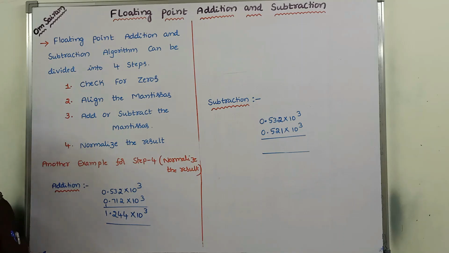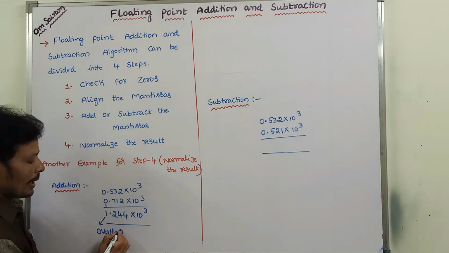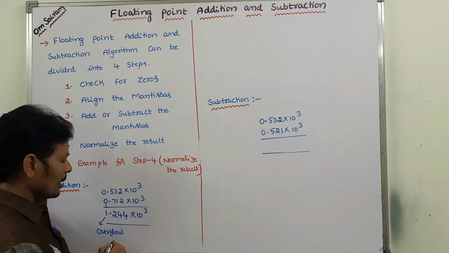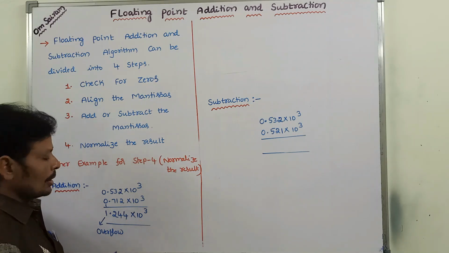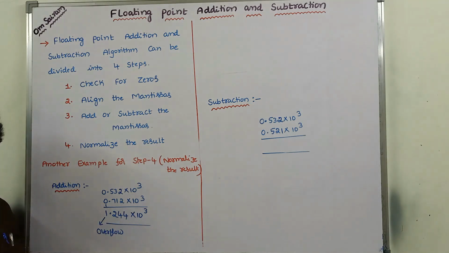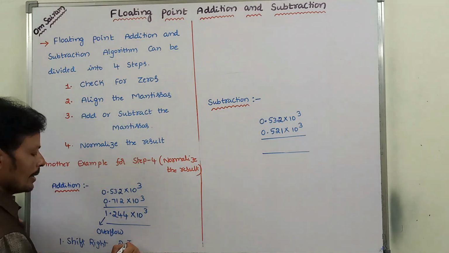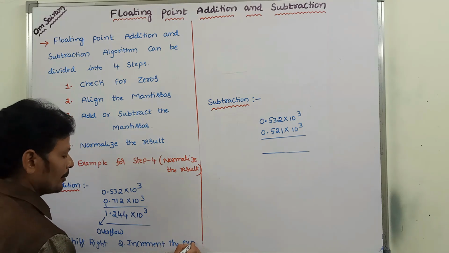This one is called the overflow bit. When we are performing the addition operation, whenever any overflow occurs, simply we have to perform the shift right operation and increment the exponent value. So, to overcome that overflow condition, we have to perform two steps. First step is perform the shift right operation. Second one is increment the exponent value.